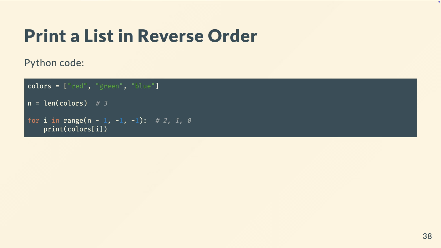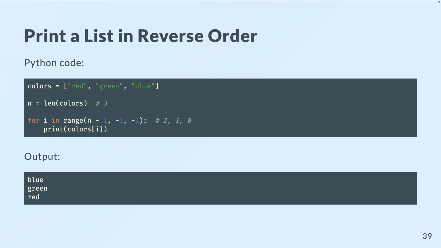Let's turn the idea into Python code. Colors is the input list containing red, green, blue. We set n to the length of colors. Then the for loop uses range starting at n-1, stopping at -1, step -1. Range stops before the stop value, so it will stop before -1, and the last index it uses is 0. That produces 2, 1, 0. Each time, we print colors at index i. Let's check the output. It prints blue, then green, then red, each on its own line.